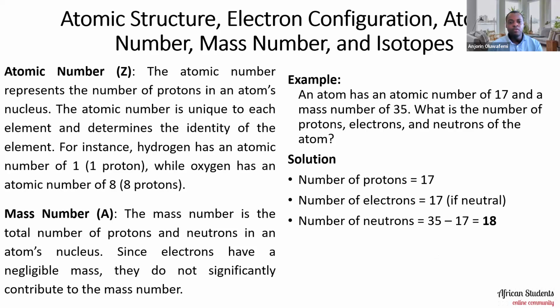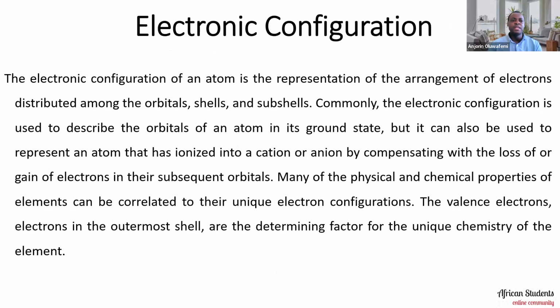All right, so let's move along now and talk about the electronic configuration. The electronic configuration of an atom is the representation of the arrangement of electrons distributed among the orbitals, shells, and subshells. Commonly, the electronic configuration is used to describe the orbitals of an atom in its ground state. But it can also be used to represent an atom that has ionized into a cation or anion by compensating with the loss and gain of electrons in their subsequent orbitals.